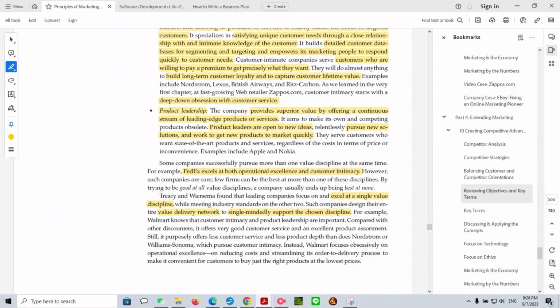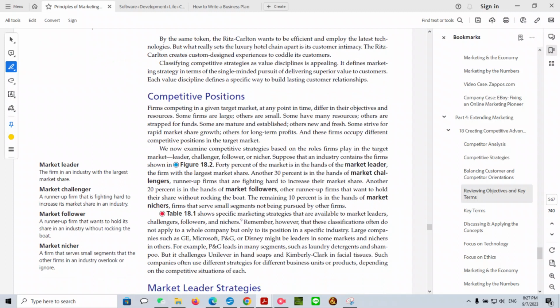For example, Walmart knows that customer intimacy and product leadership are important. Compared with other discounters, it offers very good customer service and an excellent product assortment. Still, it purposely offers less customer service and less product depth than Nordstrom or Williams Sonoma, which pursue customer intimacy. Instead, Walmart focuses obsessively on operational excellence. That is, reducing costs and streamlining the order-to-delivery process to make it convenient for customers to buy just the right products at the lowest prices. By the same token, Ritz-Carlton wants to be efficient and employ the latest technologies. But what really sets the luxury hotel chain apart is its customer intimacy. Ritz-Carlton creates customer-driven experiences that coddle its customers.